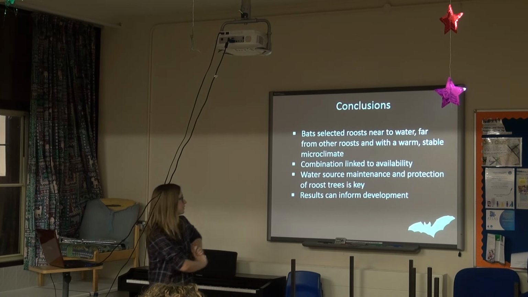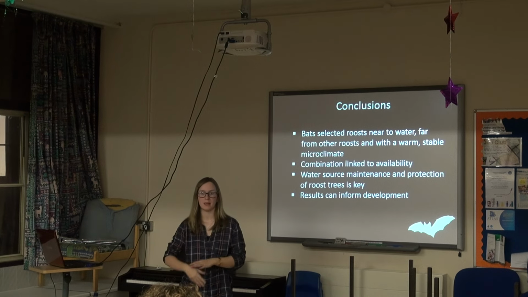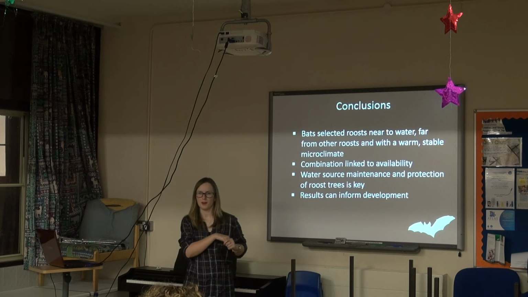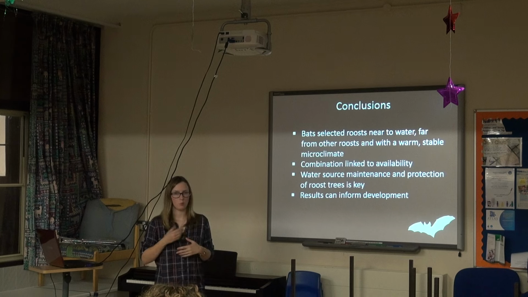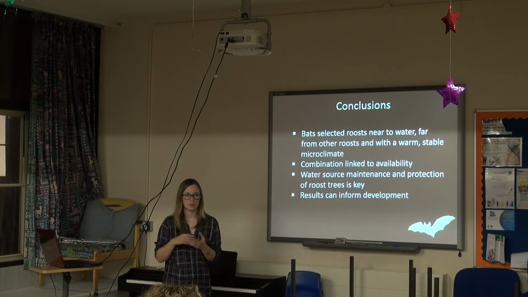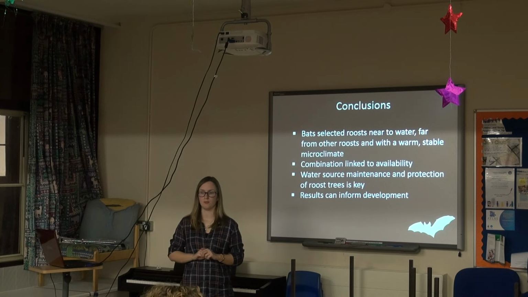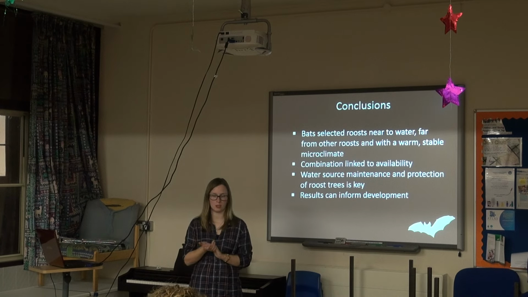Yeah, that brings me to the conclusion. So from the study, we can see that bats seem to select roosts that were near to water, that were far away from other known tree roosts, and essentially had a warm and stable microclimate inside. It would be good to do a bit of work on humidity as well, because other studies have shown that this can be quite an important feature, because being in a roost can help stop so much water evaporation.